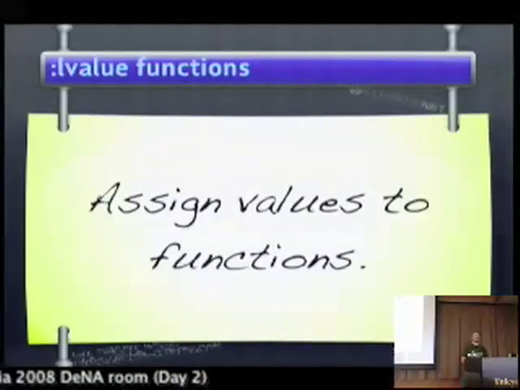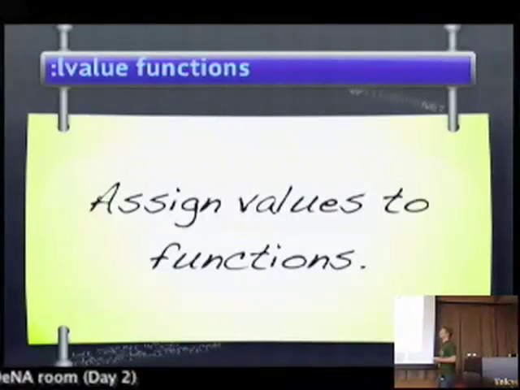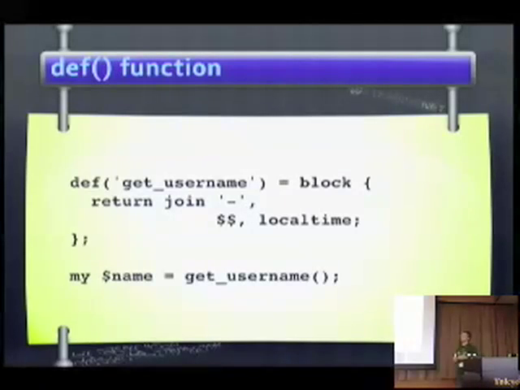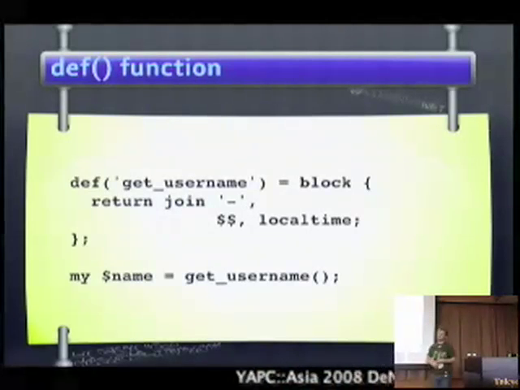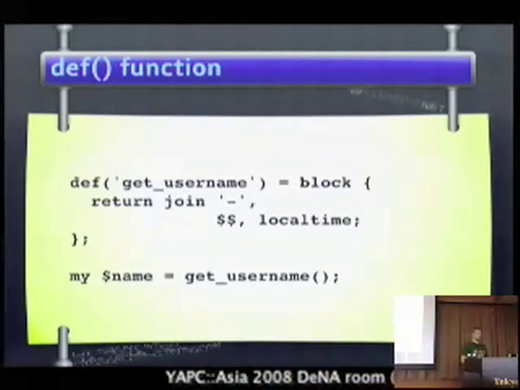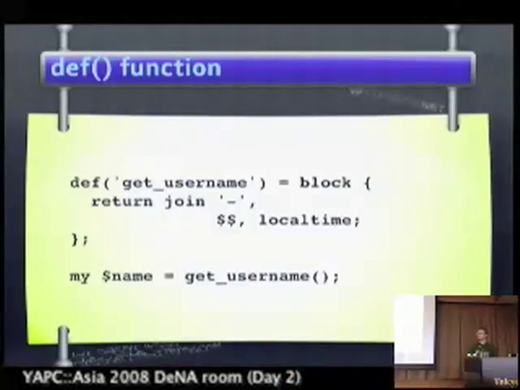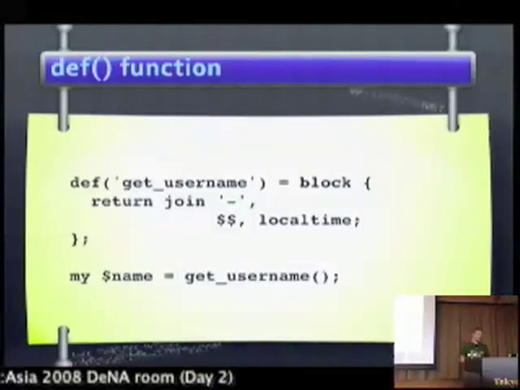Another quick tip are L-value subroutines, or L-value functions, where you can assign values to functions. Another aspect of that, you'll see in a moment where we use the want module. In this case, the def function is an L-value function. You can see that it takes an argument here, get username, but also you can assign to it. You can assign the result of block. So here's a simple one that just makes a really badly randomized username.